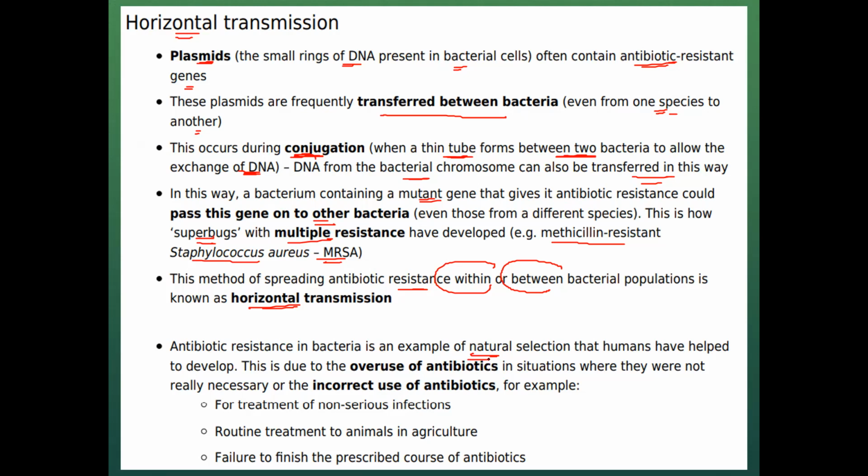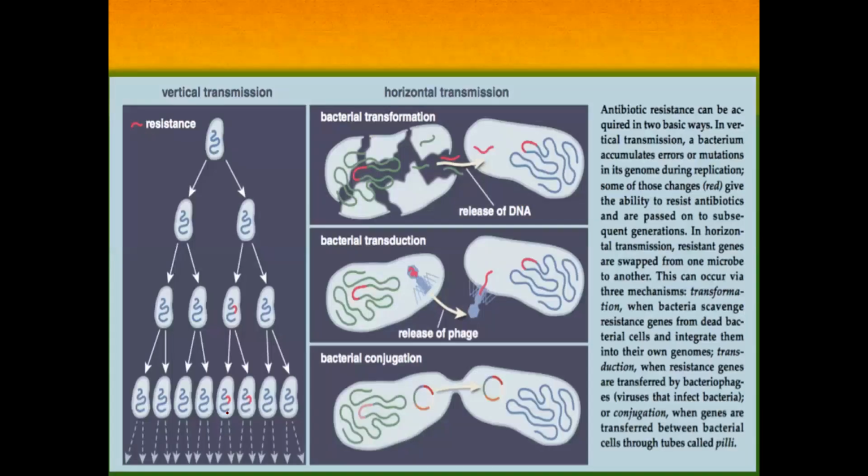ठीक है, as humans have developed, definitely this is due to overuse of antibiotics in situations where they were not really necessary or the incorrect use of antibiotics. For example, for the treatment of non-serious infections, ठीक है, routine treatment to animals and agriculture, failure to finish the prescribed course of antibiotics. ठीक है, so ये सारी चीजें, अपनी ही गलती की वजह से इंसान की, बैक्टीरिया can become resistant, फिर उसके ऊपर एंटीबायोटिक असर नहीं कर रही.